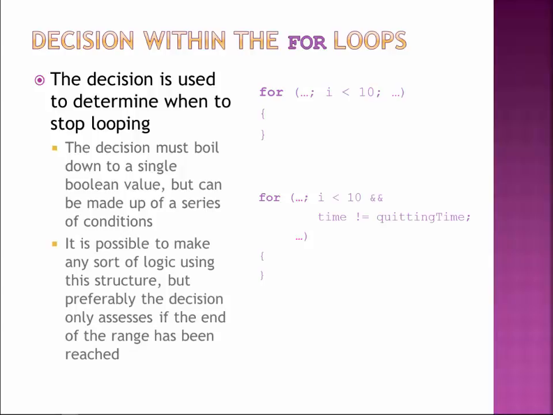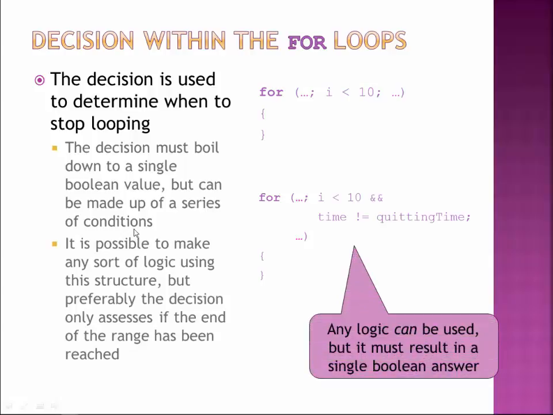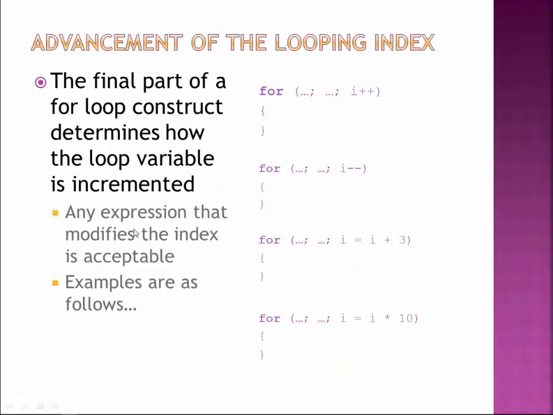We have some decision. And the decision can be very simple. I is less than 10, like we first saw. But anything that results in a single Boolean, just like in an if-then-else statement, can be used here. So if it's less than 10 and it's not quitting time, so the time is not equal to quitting time. You can see I can use the and, I can use the or, whatever results in a single Boolean. Best loops, keep it simple. Counting up to an answer at the end.